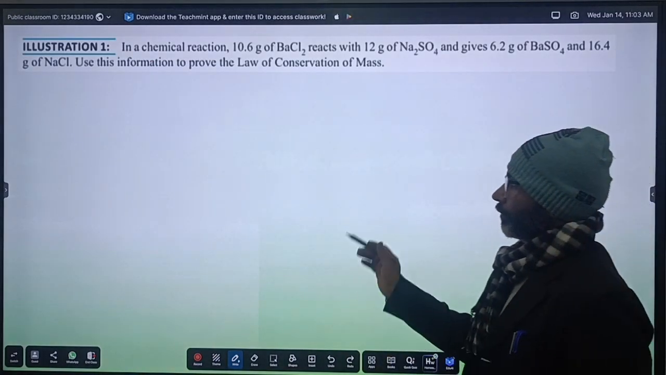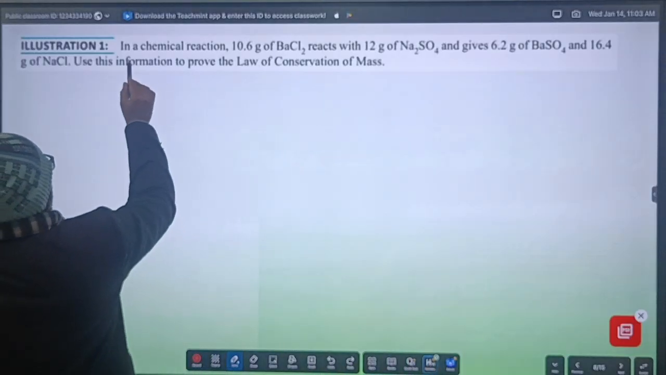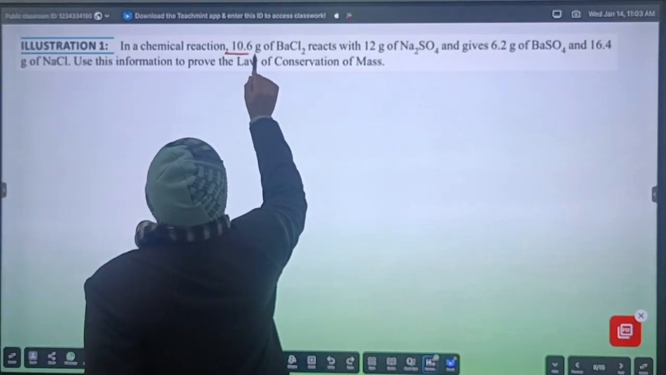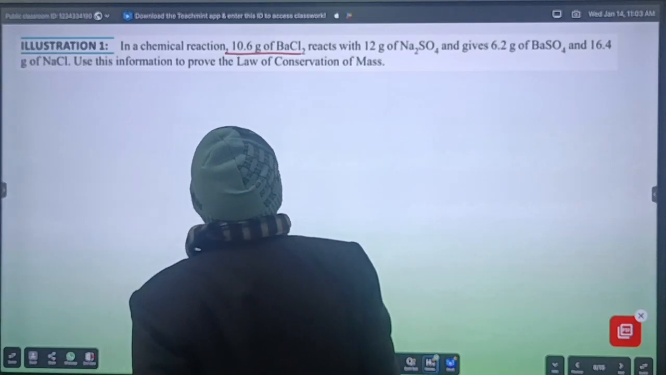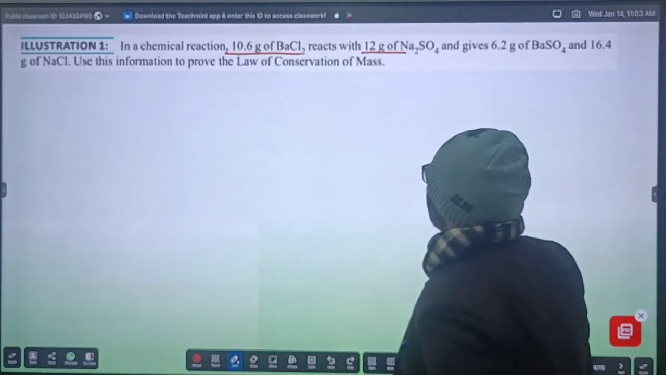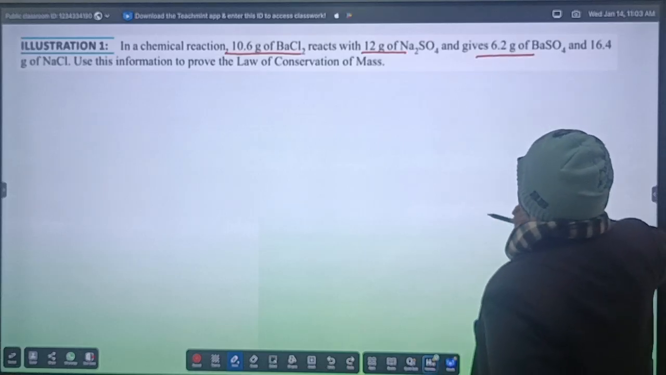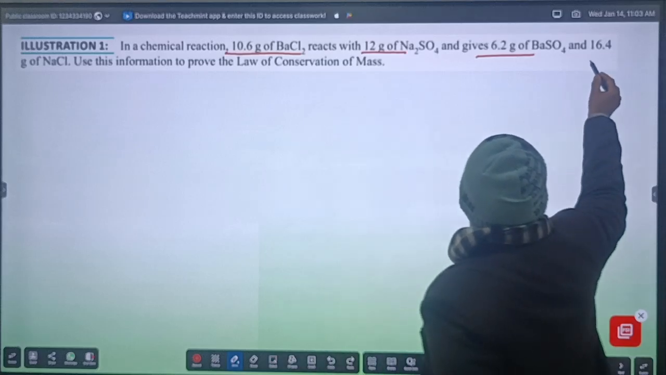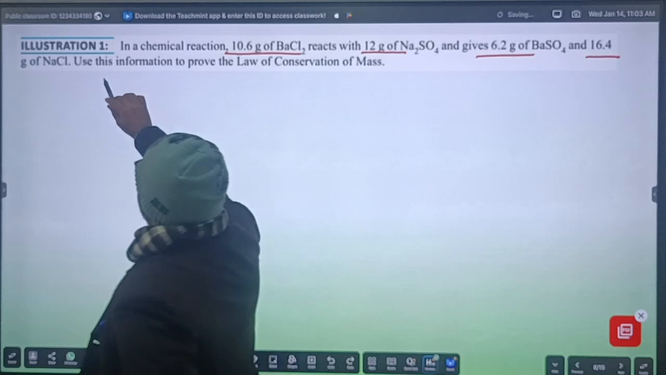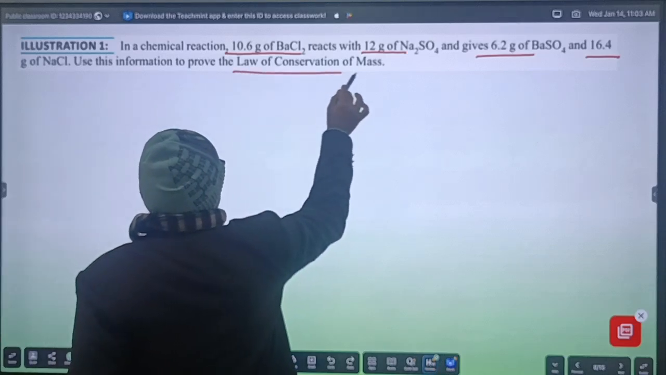So we have one question based on this law. In a chemical reaction, 10.6 gram of barium chloride reacts with 12 gram of sodium sulfate and gives 6.2 gram of barium sulfate and 16.4 gram NaCl. Use this information to prove the law of conservation of mass.